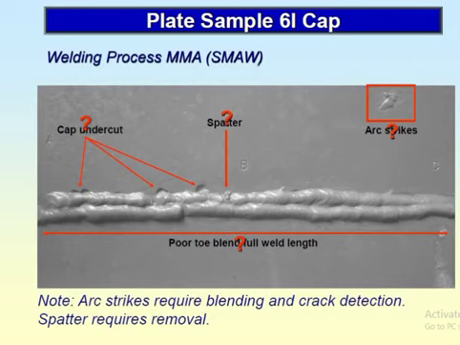This is another plate. This is 6I. You see here 6I, arc strike, crater, cap undercut. Okay, so definitely when you are seeing, no need to explain. You can understand easily. Those who actually want to do the CSWIP 3.1, how it looks like, every defect we should know.